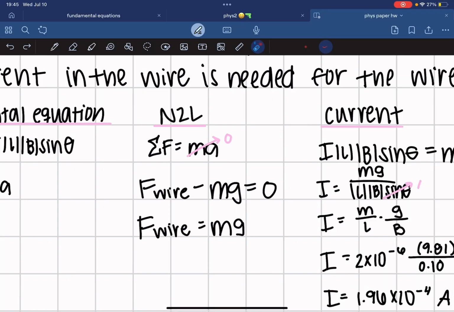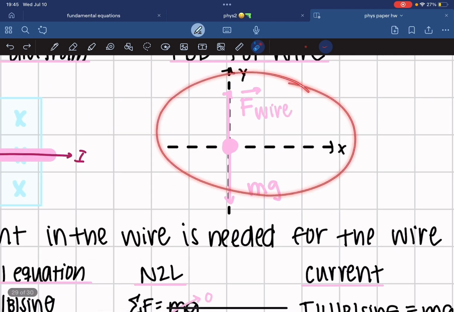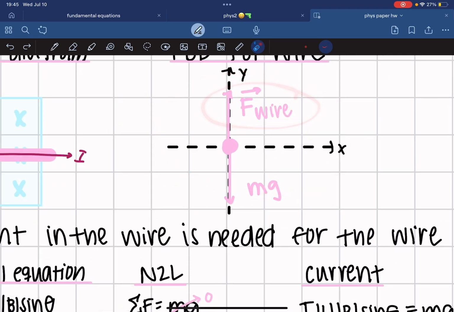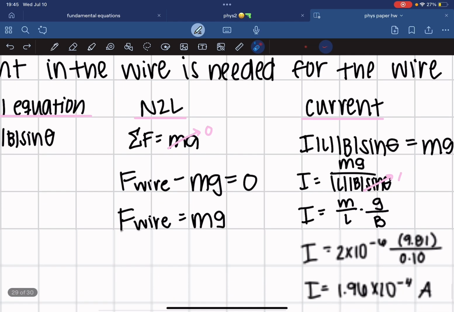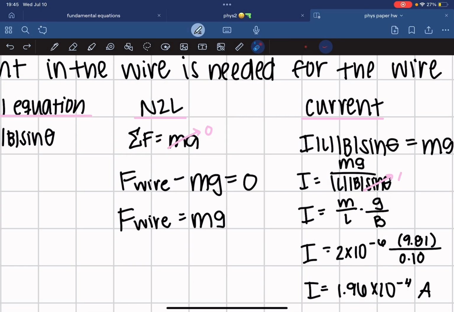First, we have to solve Newton's second law using this free body diagram above, where we have our force on wire minus our weight force. We also know that our mass times acceleration is going to be equal to 0, as the wire is levitating and not moving anywhere, making our acceleration equal to 0. The force on the wire is equal to mass times gravity.